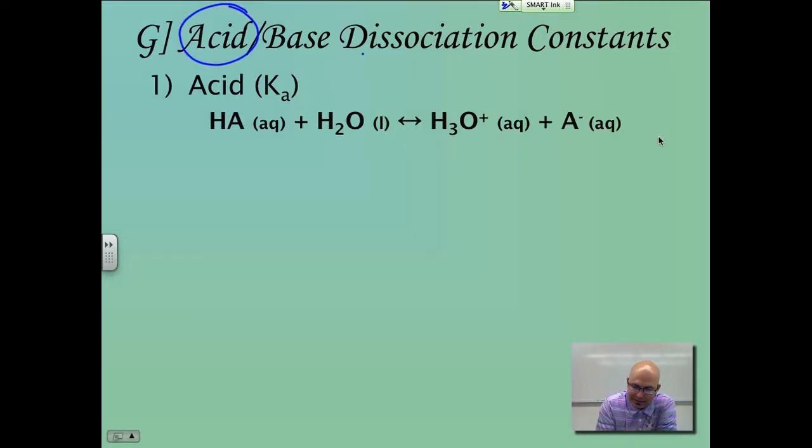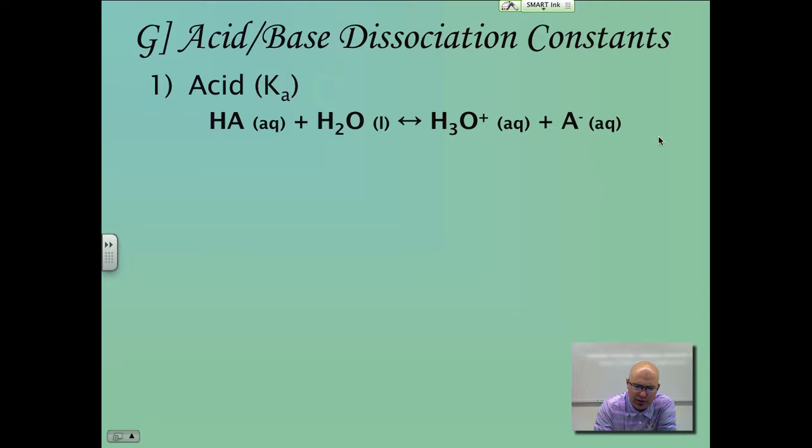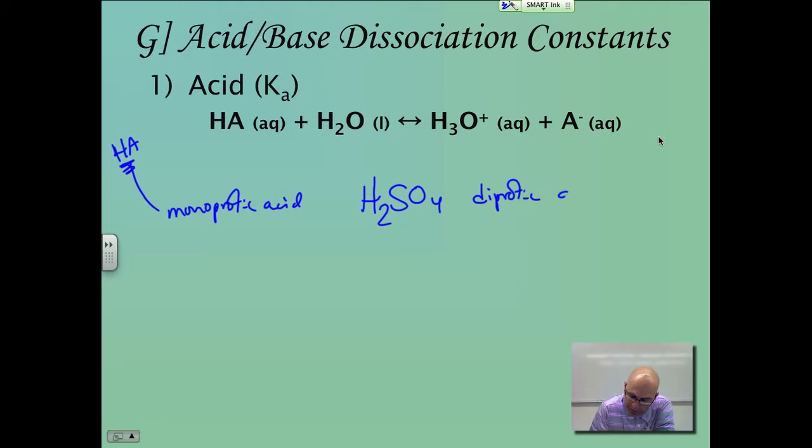So acid dissociation constant, I'm going to do the first here for the acid and then I'll break down the base, but Ka. Ka is what's our acid dissociation constant. And notice my generic formula, HA. Whatever that A variable is, it could be Cl, it could be F, it could be NO3, whatever it is, it's just an acid. It could be hydrochloric, it could be hydrofluoric, it could be nitric, whatever. I will say this, that HA would be considered a monoprotic acid. Monoprotic means just the one H. H2SO4 is a diprotic acid, okay? But HA, 1 H, monoprotic acid.